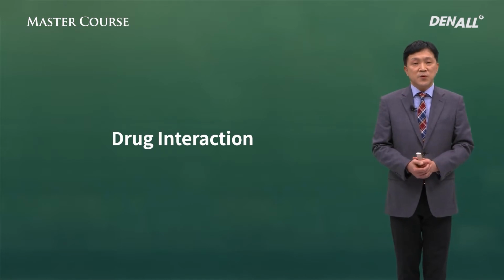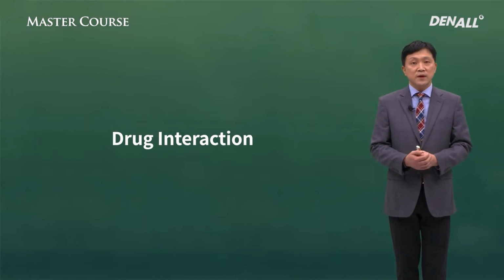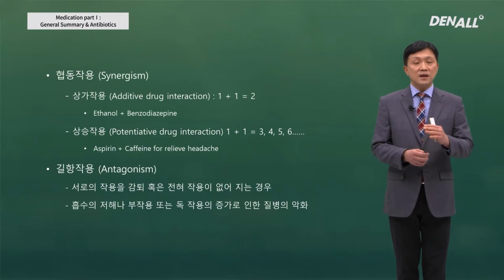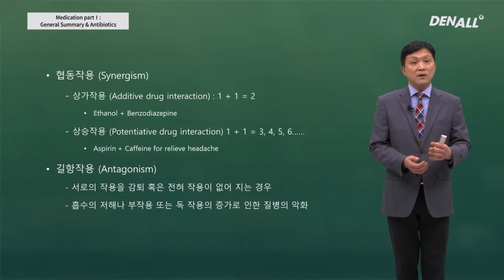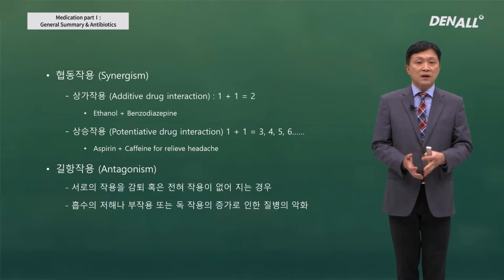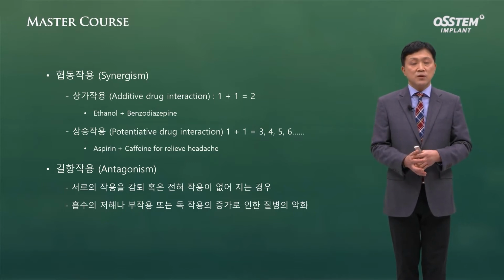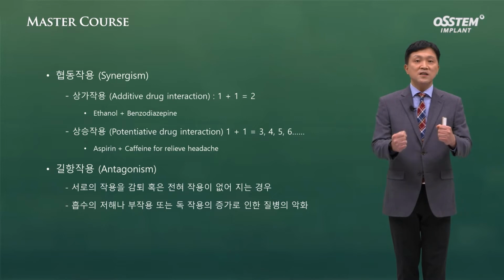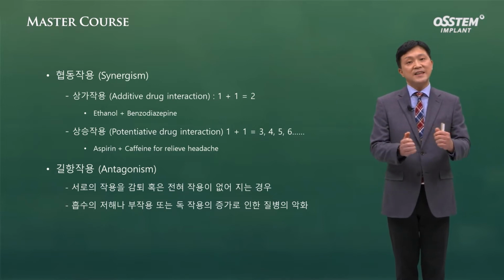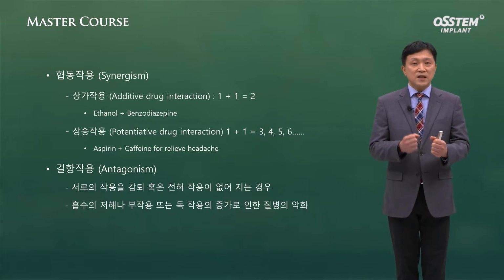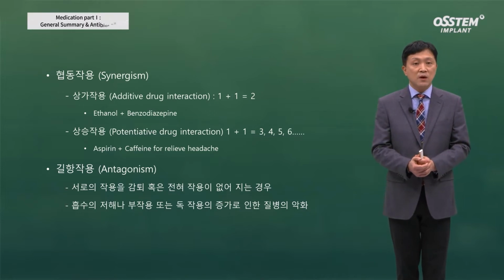Next, a drug interaction. When we administer each drug, the efficacy can increase or decrease beyond its own level. Synergism is the effect of the drugs greater than the sum of the individual effects of drugs. And the opposite is antagonism. Synergism has 2 interactions, additive and potentiative interactions. Additive interaction means when 2 drugs are combined, their effect would be 1 plus 1. And the potentiative drug interaction means the effect of individual drugs is greater than the sum.